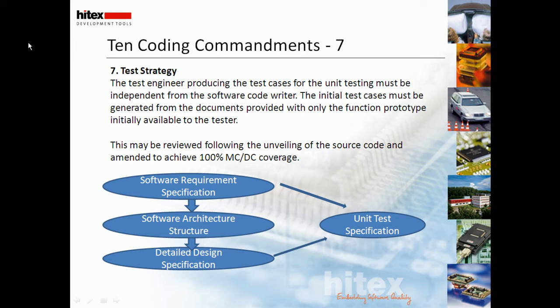By having a test engineer here who's independent from the software writer, any ambiguity which may be present in the software requirement specification will be identified. Quite often the test engineer is the person who produces the test cases. However, the test execution and the unit testing can actually be done by the software writer, but it's important to have an independent person within the loop to verify that the software requirements have not been misinterpreted.